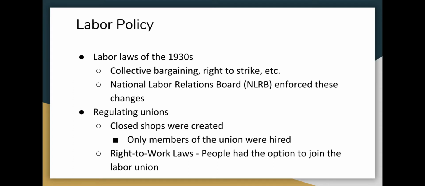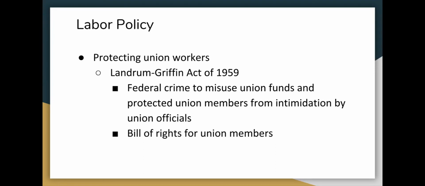The collective bargaining and right to strike really came about during the 1930s with the National Labor Relations Board enforcing these changes that were made. They also started regulating unions, which you had the creation of what were called closed shops, where if you worked in a union, you could be hired. If you were not part of the union, businesses wouldn't hire you. So they made right to work. The government made right to work laws, and people then had the option to join various labor unions.